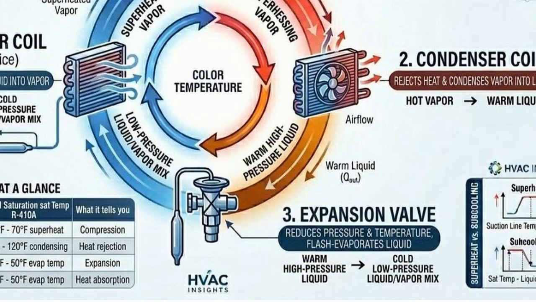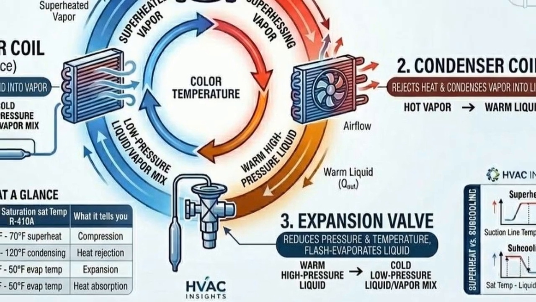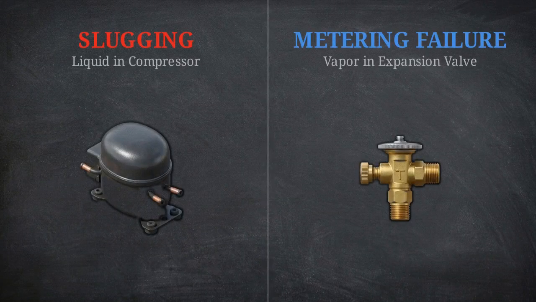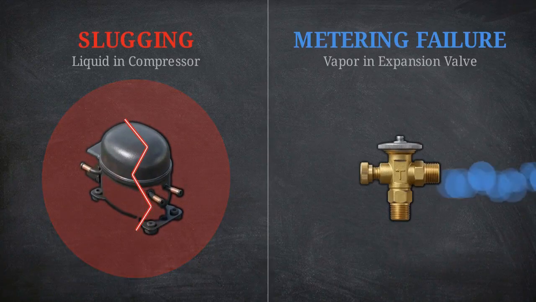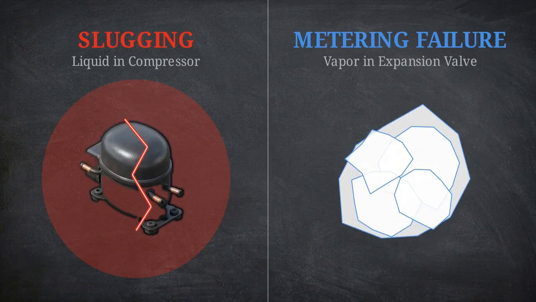The refrigerant is now a cold, low-pressure mix, prepared to absorb heat. Finally, the cold liquid enters the evaporator coil inside the indoor unit, absorbing ambient heat from the room air until it boils back into a vapor, and the cycle repeats. This entire continuous cycle relies on successful phase changes. If the refrigerant does not fully vaporize, the compressor will be destroyed by liquid. If it does not fully condense, the expansion valve cannot accurately meter vapor.